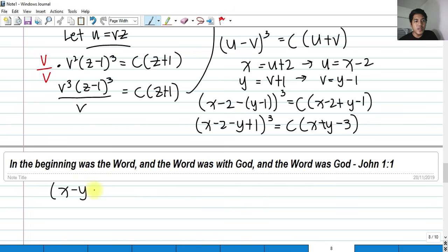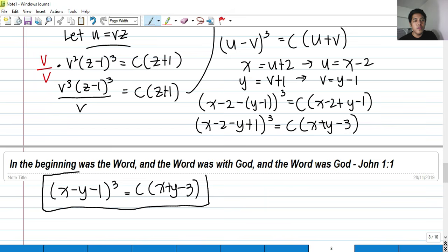Negative 2 plus 1 would be negative 1. Cubed is equal to C times x plus y minus 3. And this is the solution for our given differential equation.